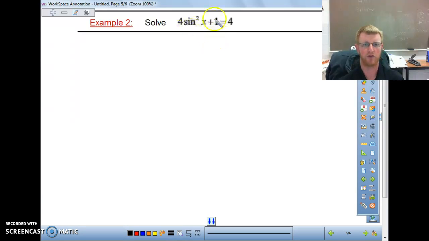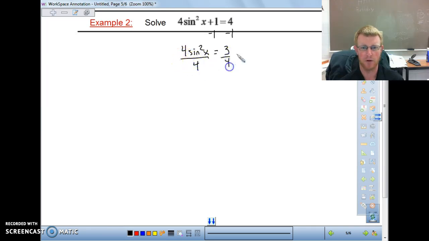So again, we're going to solve this like a regular algebra problem. Subtract 1 from both sides. So we're left with 4 sine squared of x equals 3. Divide both sides by 4. So now we have sine squared of x equals 3 over 4.